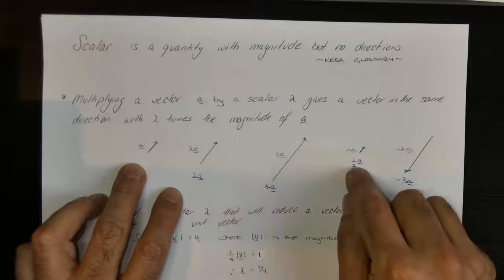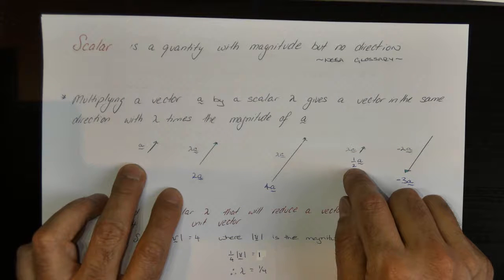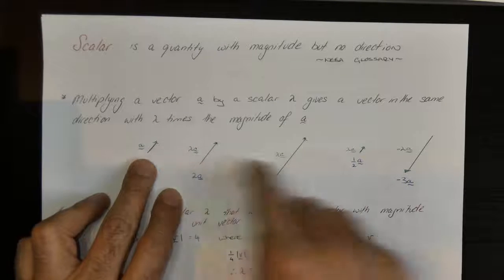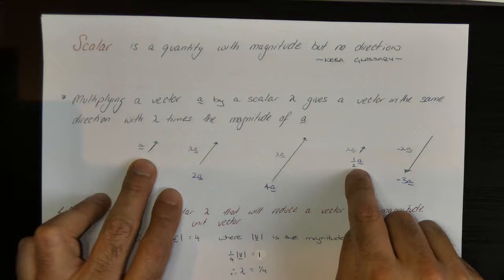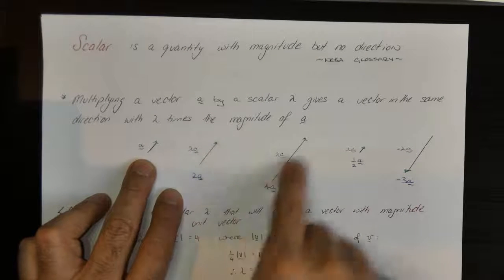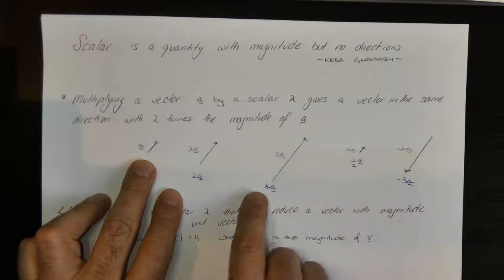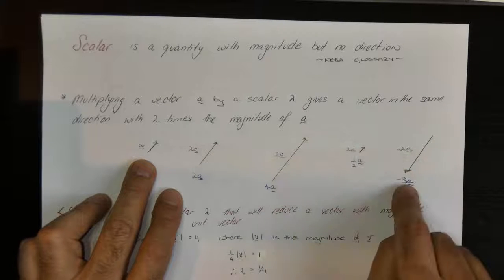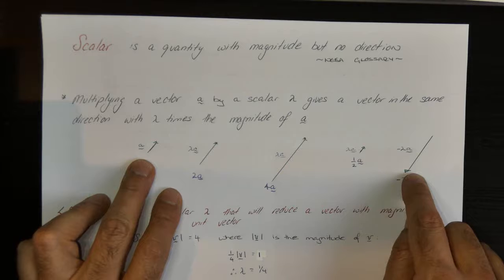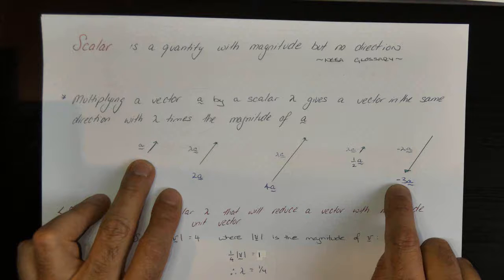Now, scalars can go from 0 to infinity. Obviously, I can have a fraction. I can shorten that vector by half and have half of vector A. I can also go negative, and if it's a negative, that changes the direction. So all of these are going to the northeast, but now all of a sudden, these are going to the southeast. So this is a vector of negative 3A. So it's 3 times longer, but it's going in the opposite direction.